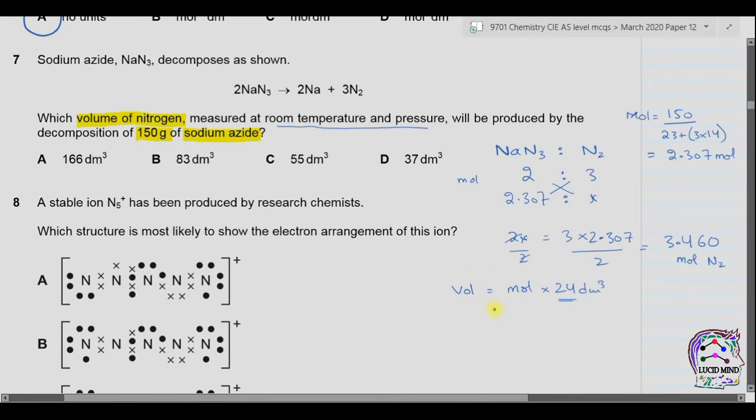If it was standard temperature and pressure, we should have taken 22.414 decimeter cube. So now 3.460 into 24, volume comes to be 83.05 decimeter cube. So the answer is part B.